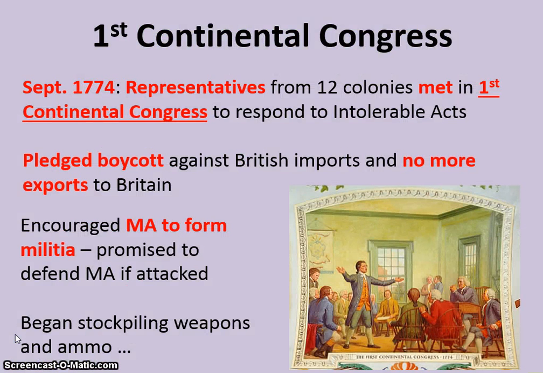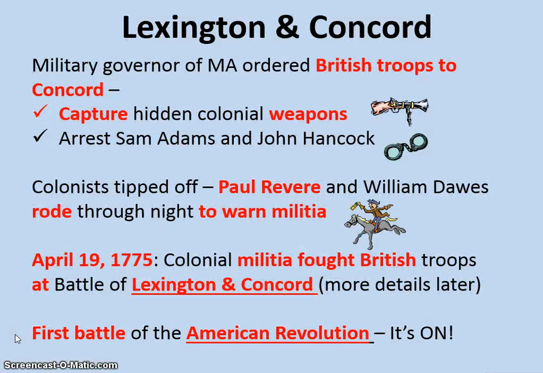So in September 1774, representatives from 12 of the colonies, Georgia was not there, met in the First Continental Congress to respond to these acts. They pledged a boycott, which we discussed in Lesson 7, and that they would no longer export products to Britain. So no more business with Britain: no British imports, no American exports. They encouraged Massachusetts to form a government and also to form a militia. So for the first time, we're talking about armed resistance to British rule. They promised together that they would defend Massachusetts if it was attacked, and they began stockpiling weapons and ammo in secret locations.